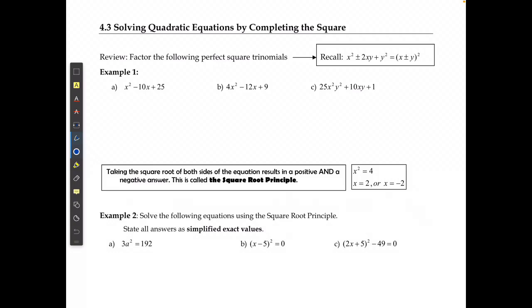Okay, for this lesson, we're going to take a look at how we can use completing the square in order to solve for our roots or solve for our values of x in our quadratic equations.